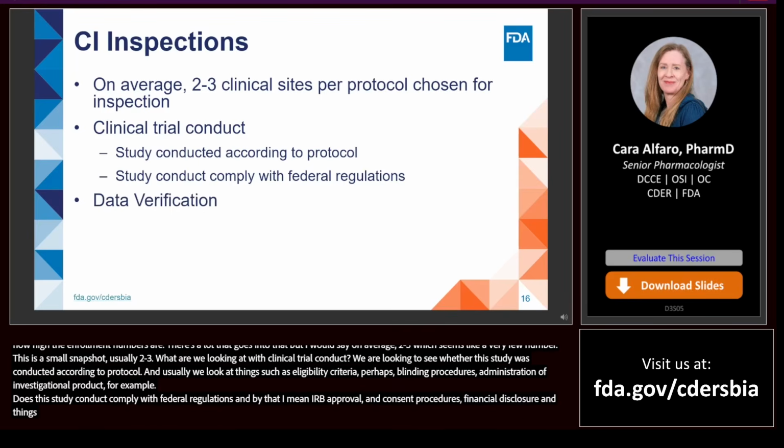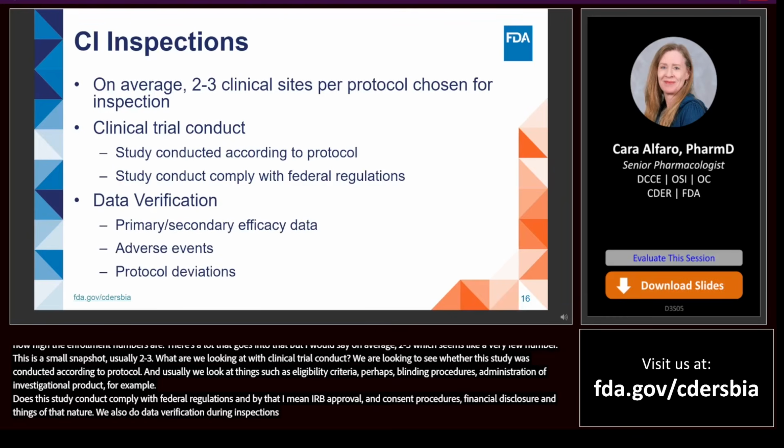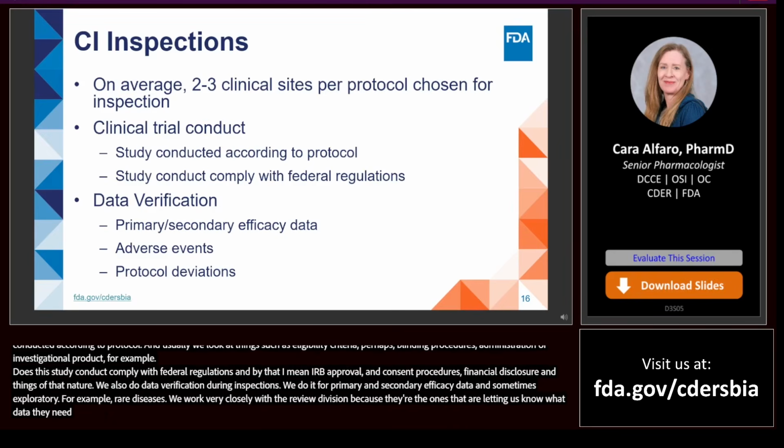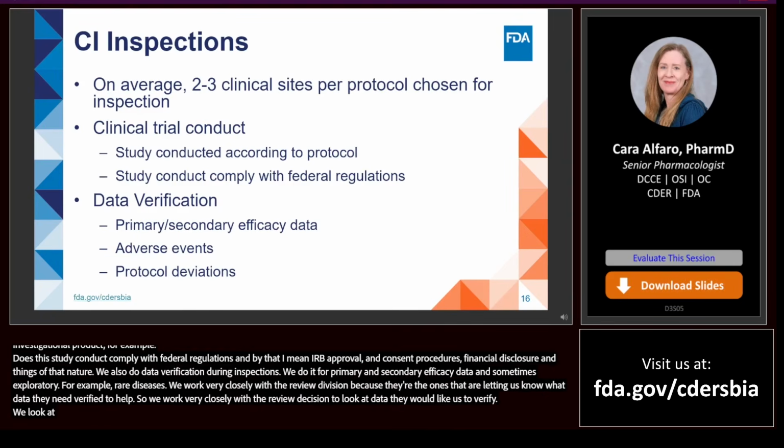We also do data verification during inspections. And we do data verification for primary and secondary efficacy data, and sometimes exploratory, for example, rare diseases. But we work very closely with the review division because they are the ones that are letting us know what data they would like verified that helps with their regulatory decision making. We also look at adverse events, primarily looking for unreported or underreported adverse events and protocol deviations.